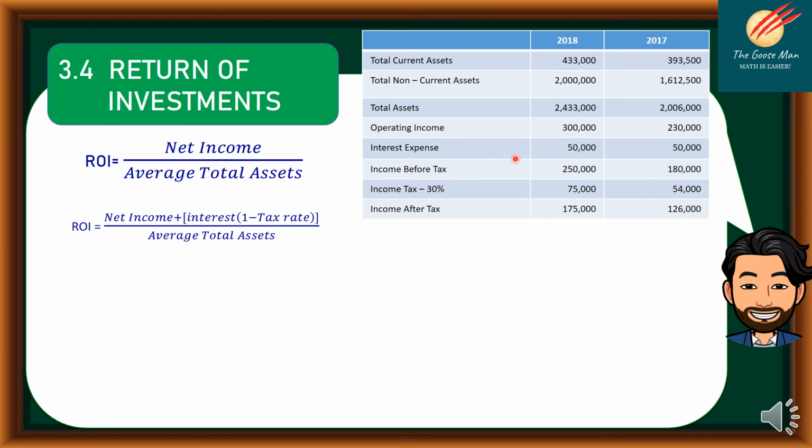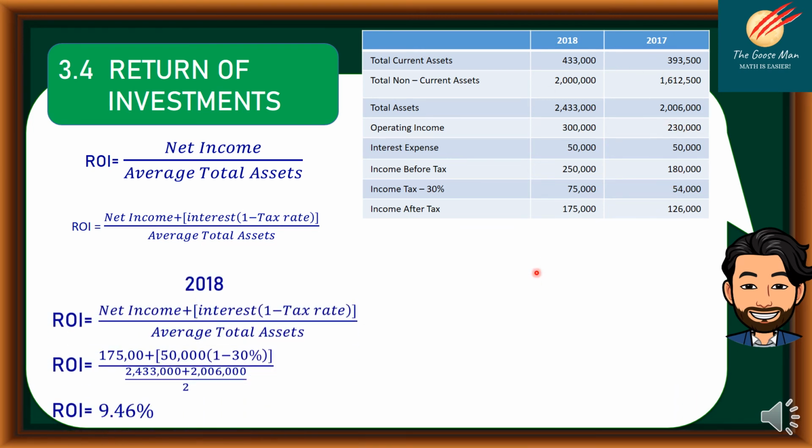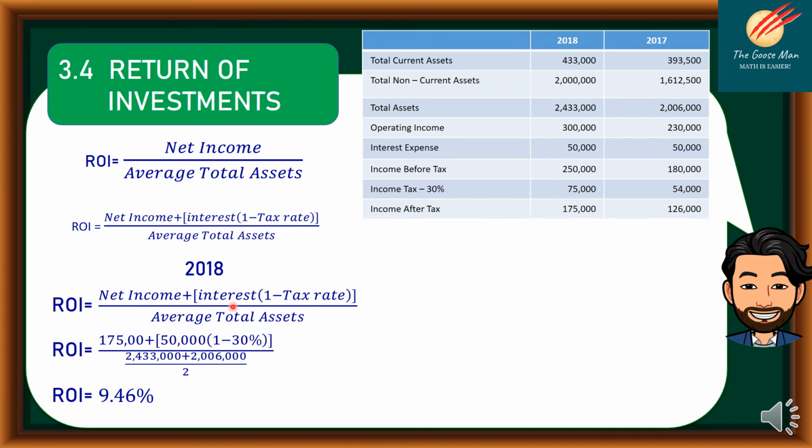Again, we will refer to this table. As of 2018, since this is interest-bearing, we have net income plus interest times 1 minus tax rate divided by the average assets. We have 175,000 pesos as our income after tax. Then our interest is 50,000 pesos times the tax rate of 30%. So we come up with our ROI of 9.46% as of 2018.